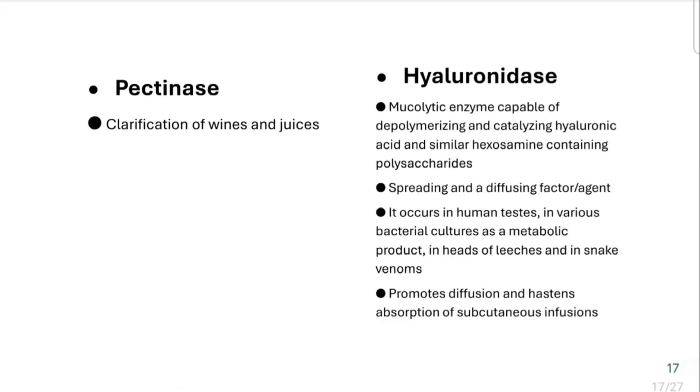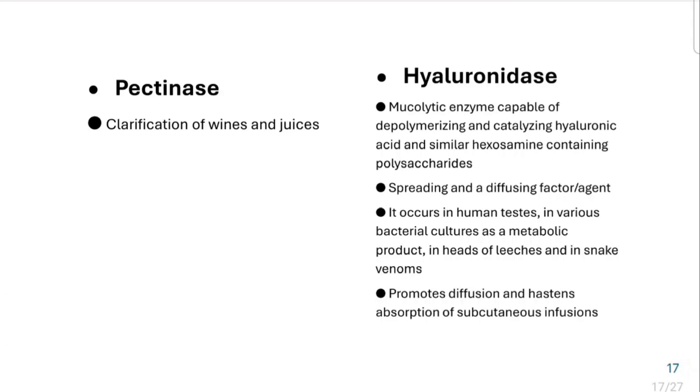Pectinase, for clarification of wine and juices. So it removes the turbidity of your wine and juices. Sometimes when we are fermenting wines, it produces turbidity, and pectinase helps in reducing the turbidity of that fluid.